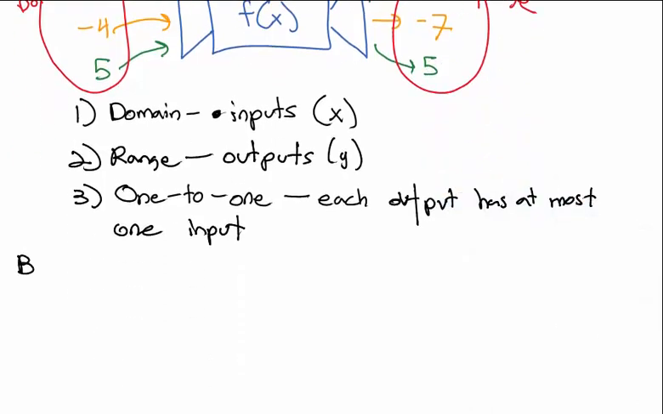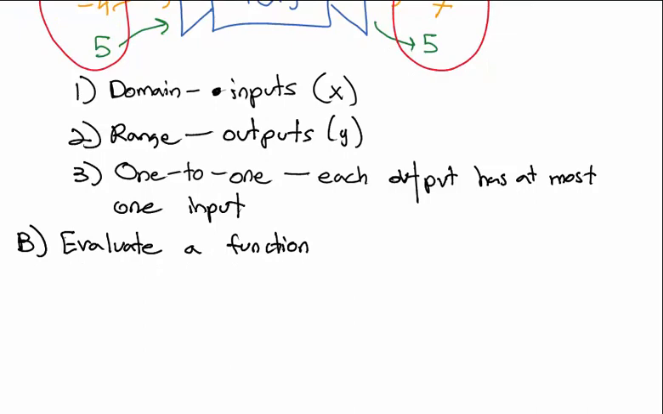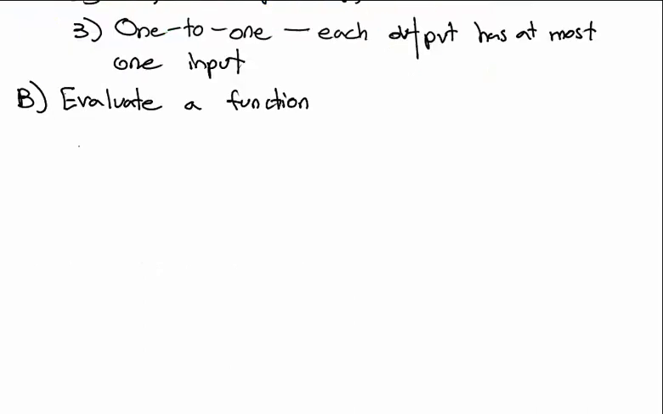A couple things we want to be able to do with the function. The first thing we want to be able to do is evaluate the function. We'll see some notation here that looks something like f of x equals 2x squared minus 4x plus 3.